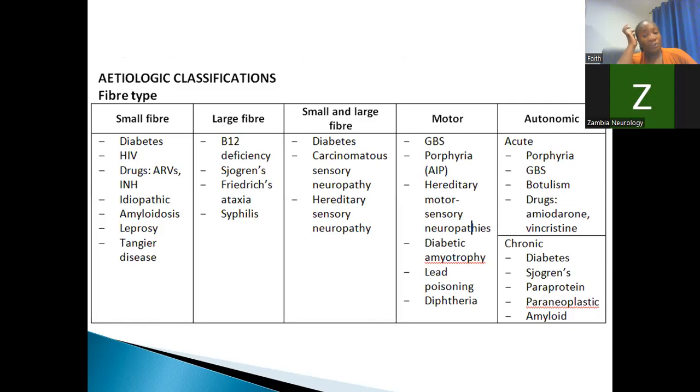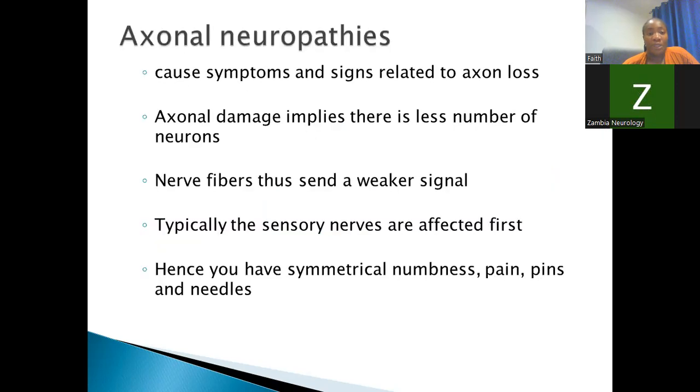This table shows the various etiology classifications, and I particularly chose this table because, in as much as it shows various etiologies of peripheral neuropathy, it also classifies them based on the fiber type. So it would be a very good table to go through and familiarize yourselves with the different causes of peripheral neuropathy based on the fiber type as well.